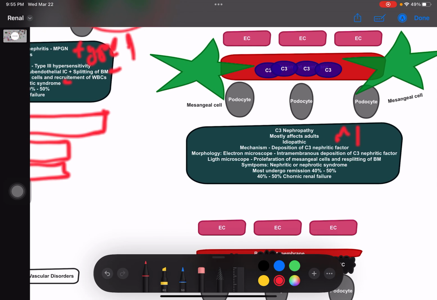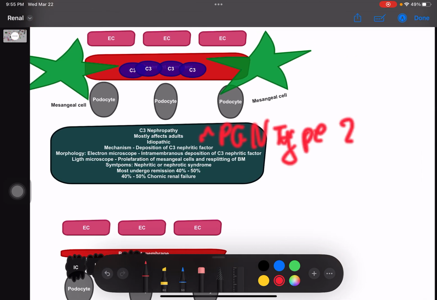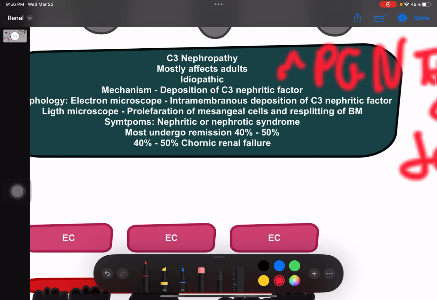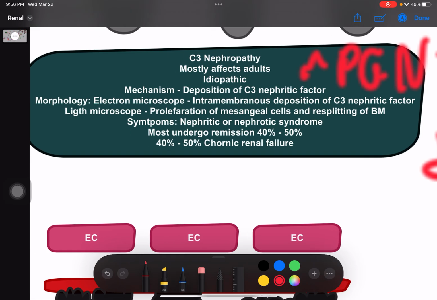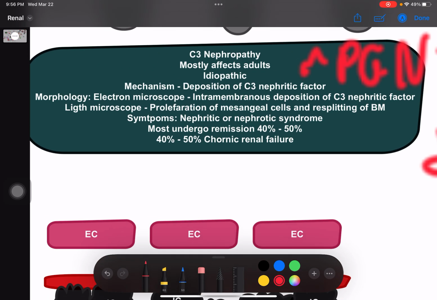MPGN type 2. And it's also called dense deposit disease. I'm not going to write it, it's super giant font. So it's also called dense deposit disease. It is much less common. It mostly affects adults. It's idiopathic. And the mechanism is deposition of C3 nephritic factor. There's a deposition of C3 in the electron microscope. In light microscope, we can see proliferation of mesangial cells and splitting of the basement membrane, and it presents symptomatically either with nephritic or nephrotic syndrome.